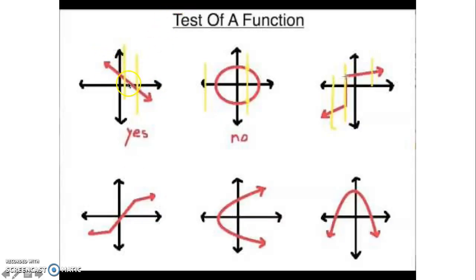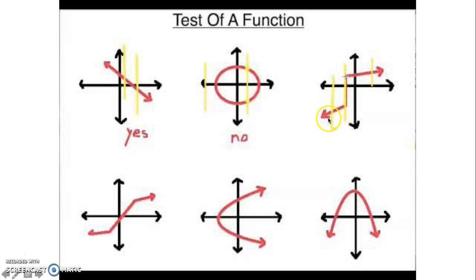So here is one function. And you see that I drew two vertical lines on this function. There's no place does it cross more than once. So yes, it is a function. Let's take a look at this one. It's a circle. When I drew the vertical line, you see that it crosses both here and here. Because it crosses in more than one place, that means it is not a function.